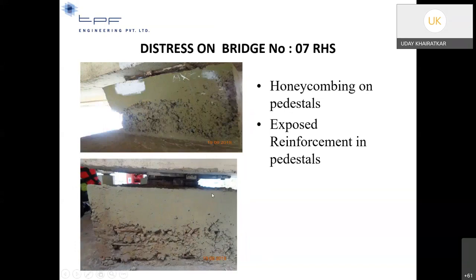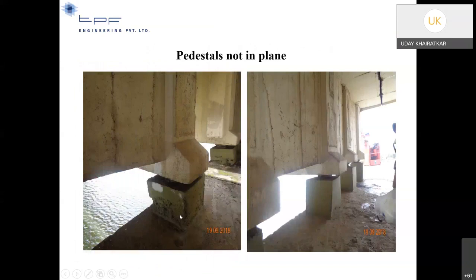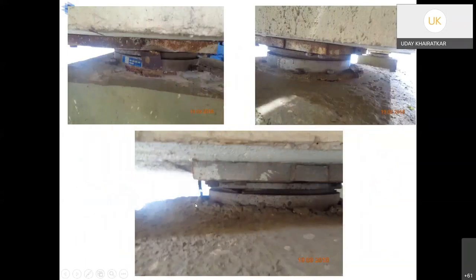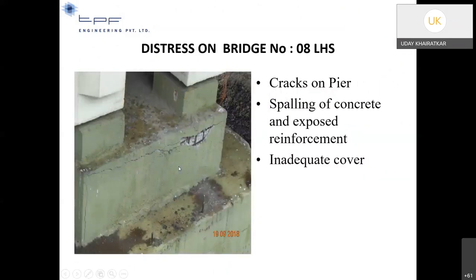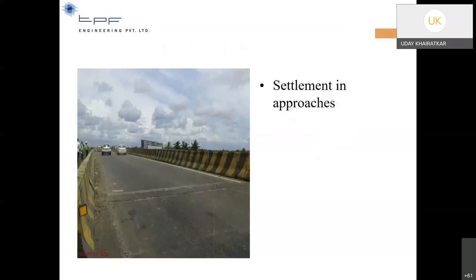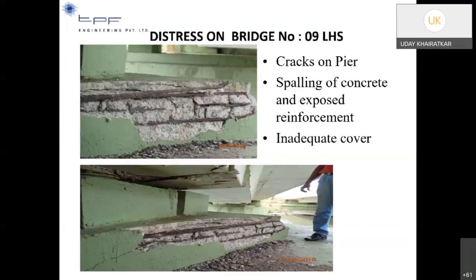Quality also was an issue. These are the photographs of the pedestal with so much honeycombing. You can see the condition of the pedestals over here. Bearing also, because the lock plates were not removed, unequal settlement of the bearing. Approaches also, probably approach slab was not there, so a huge settlement. Cracks on the pier were observed. Some close photographs of the pedestal, you can see the horrible condition that the existing structures were in.